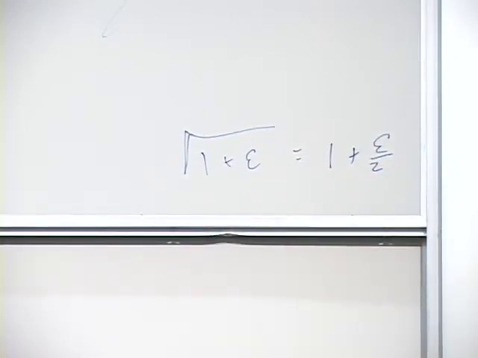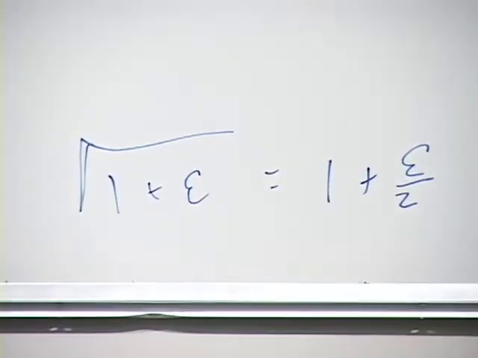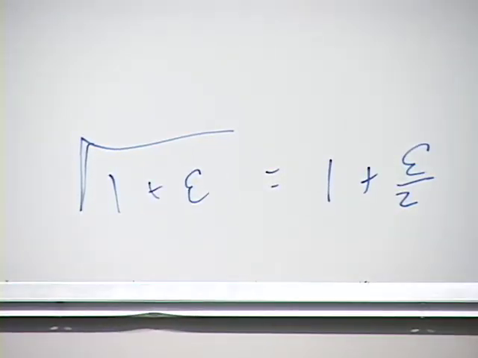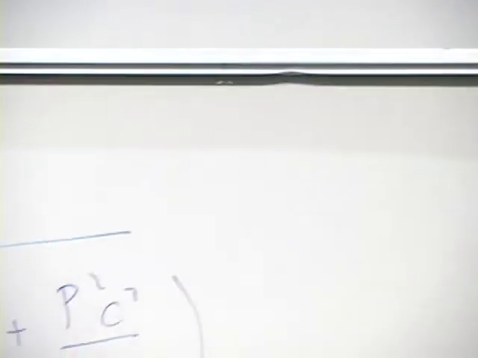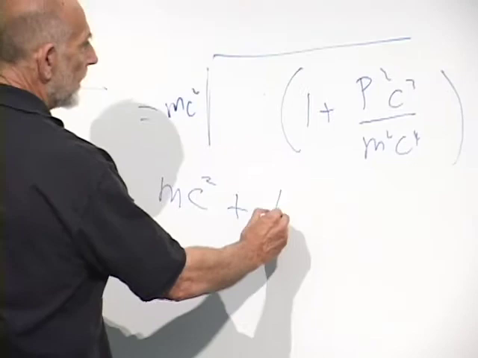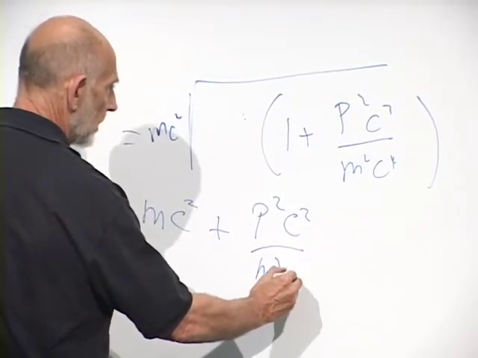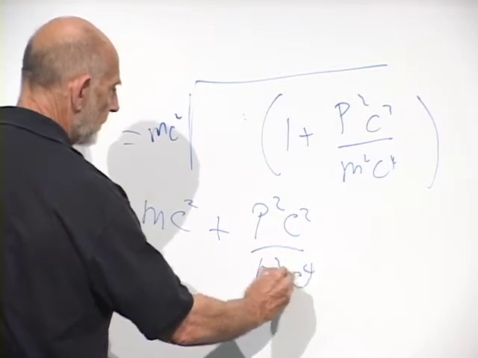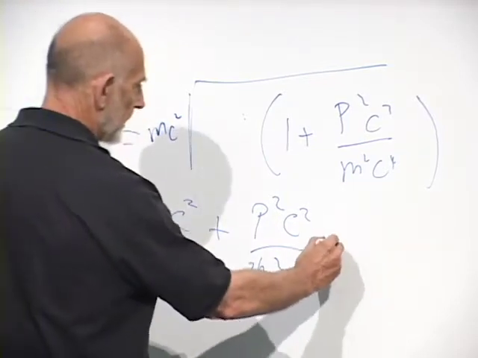That's an approximation, of course. It's not exact. But as the small quantity gets smaller and smaller, it becomes better and better. So what do you get? You get mc squared plus p squared c squared over m squared c to the fourth divided by 2, all times mc squared here.